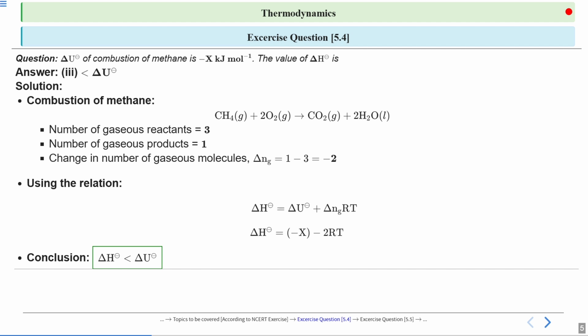Why am I saying it? Because whatever value you get for the internal energy change, you have to decrease it by 2RT, and then you will get the value of the enthalpy change. So it's very clear from the equation. You will always get a lesser value for the enthalpy change as compared to delta U naught, and it will be lessened by 2RT. And hence you get your answer: delta H naught is less than delta U naught.